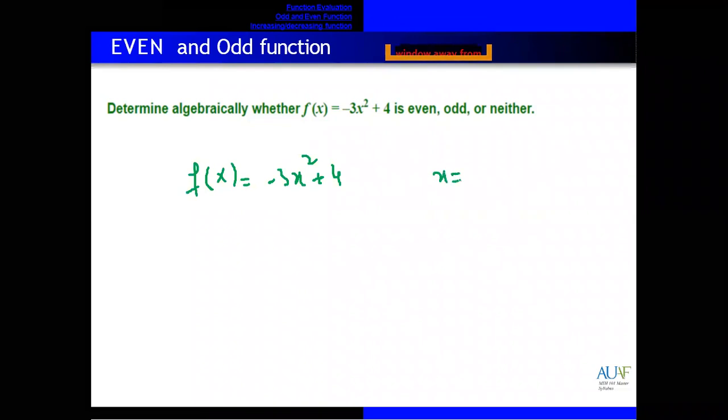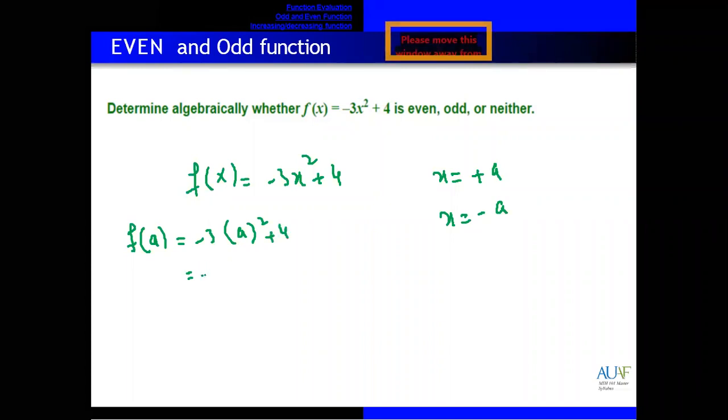Okay, select two numbers, like we have plus a and x is equal to minus a. First, if we give x is equal to a, we have minus 3 into a square plus 4. So minus 3 into a square plus 4.